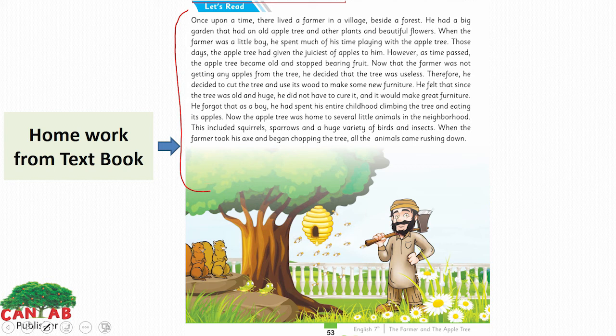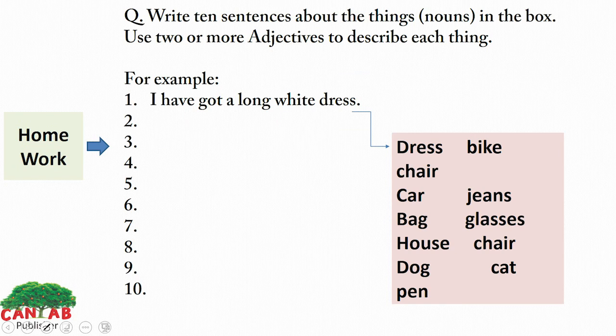If you see any sentence in which we have adjectives in a row, 2 or more adjectives, you have to underline them. Just give it a proper read and you will find many. This is your homework. What you need to do is write 10 sentences about the things, the nouns in the box.